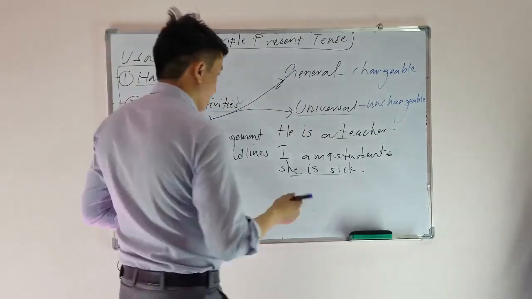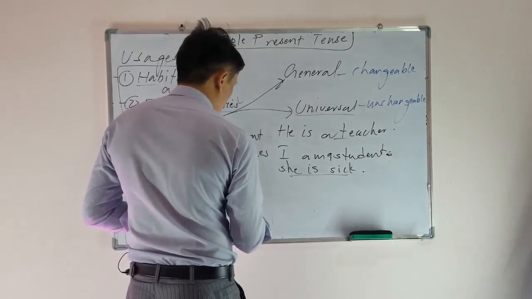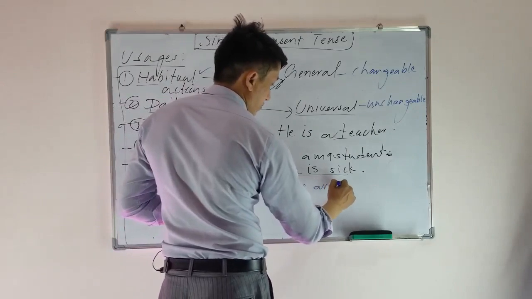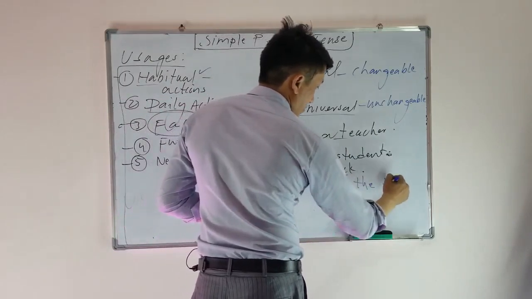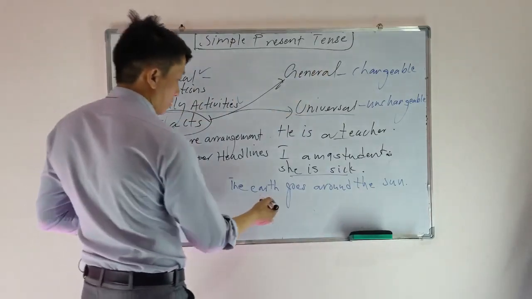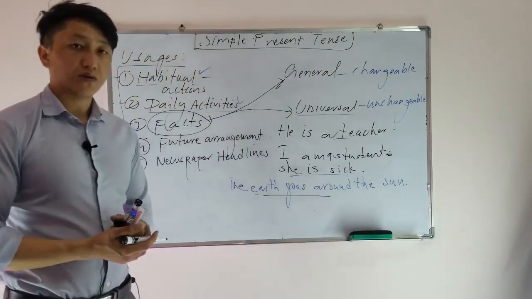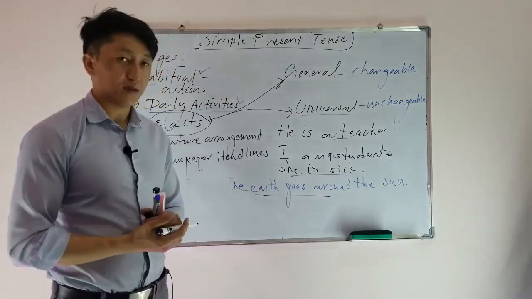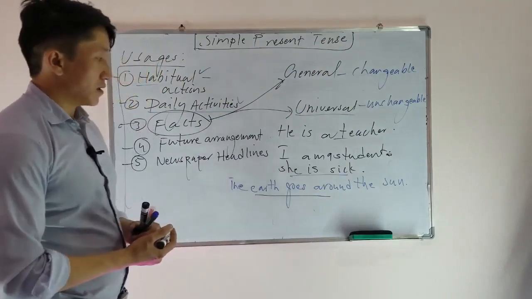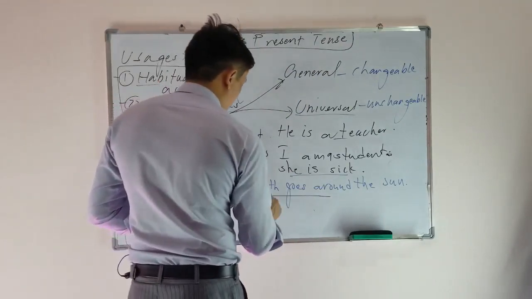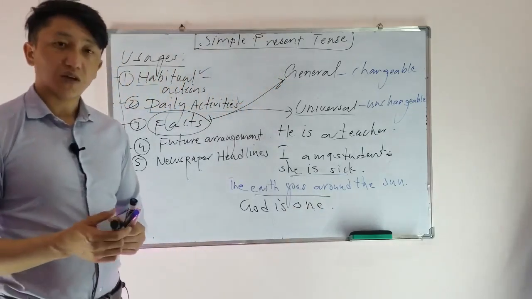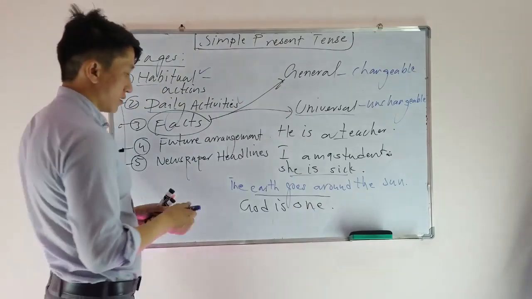For example, if I say the earth goes around the sun. Now this is a simple present tense. In this simple present tense, the action here is a universal fact. We cannot change it. We cannot ask the sun to go around the earth. So the earth goes around the sun. So this is a universal fact. Or if I say God is one. Now this is the thing that we cannot change. So here this is a universal fact.